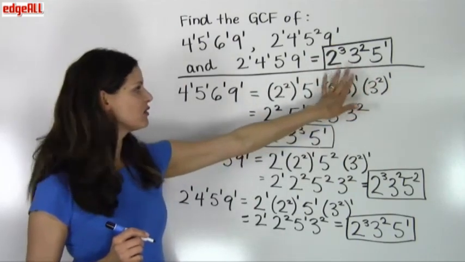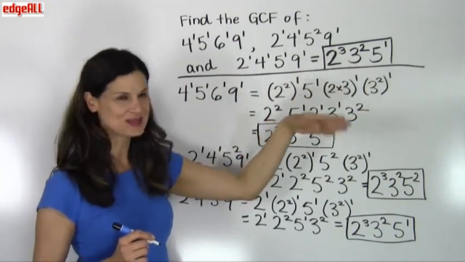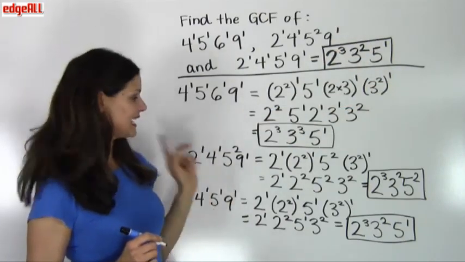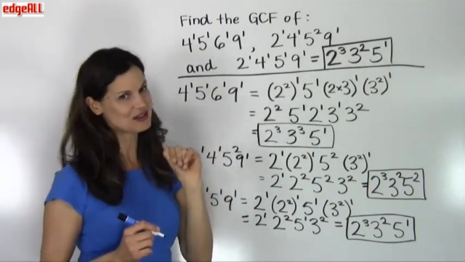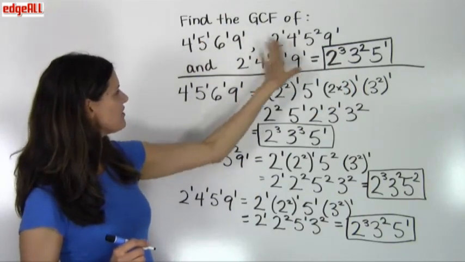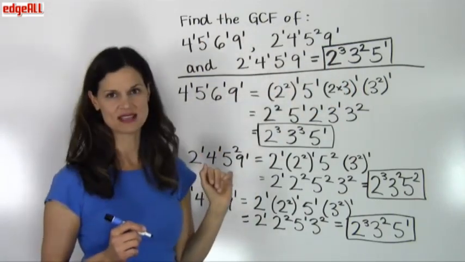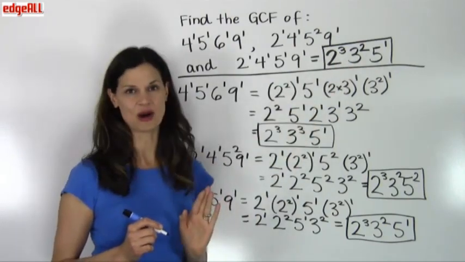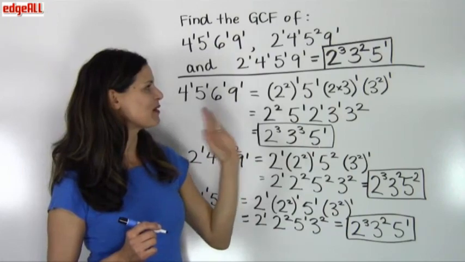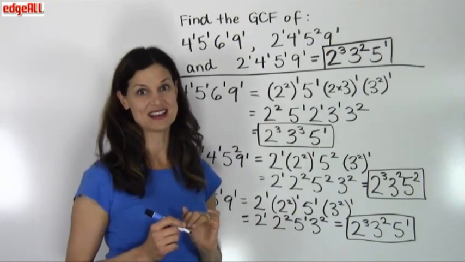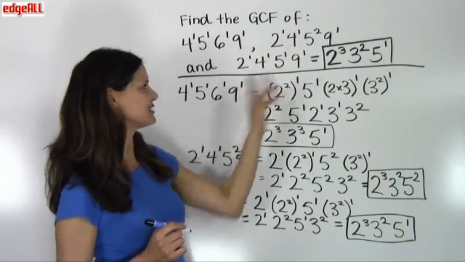I don't need to go through and multiply 2 times 2 times 2 times 3 times 3 times 5. But if I did, I would actually get the number 360. But I can leave my answer for greatest common factor of these numbers written with exponents. I can leave my answer in the exponent form. So 2 to the power 3, 3 to the power 2, and 5 to the power 1 is the greatest common factor of these 3 numbers.